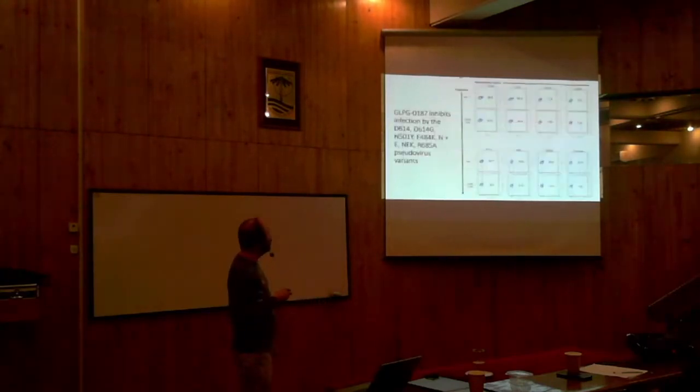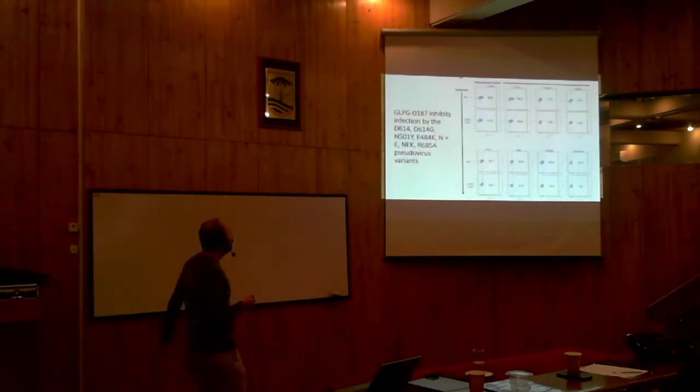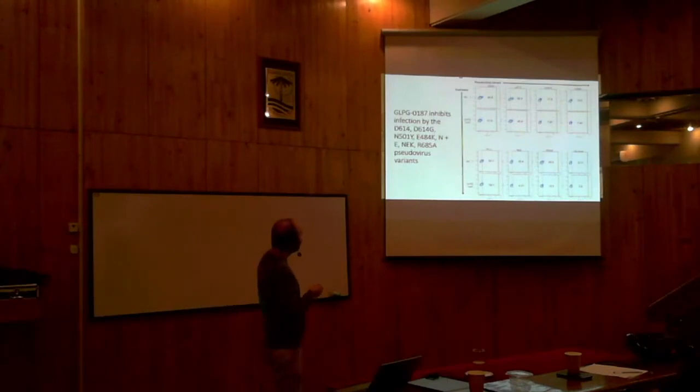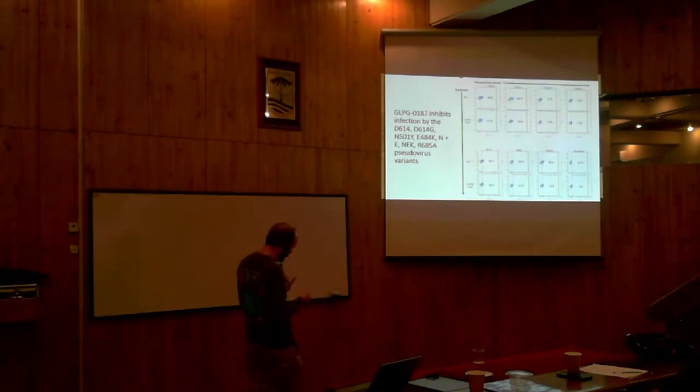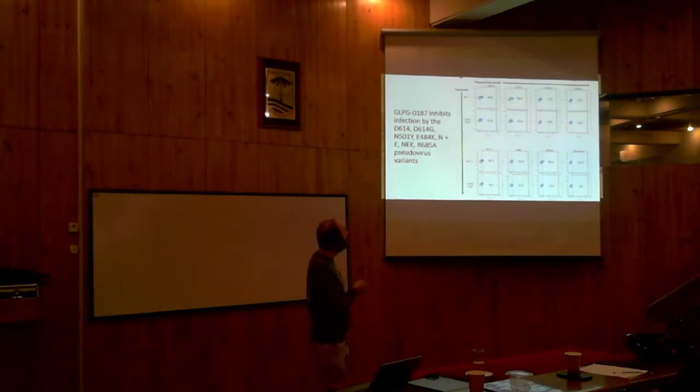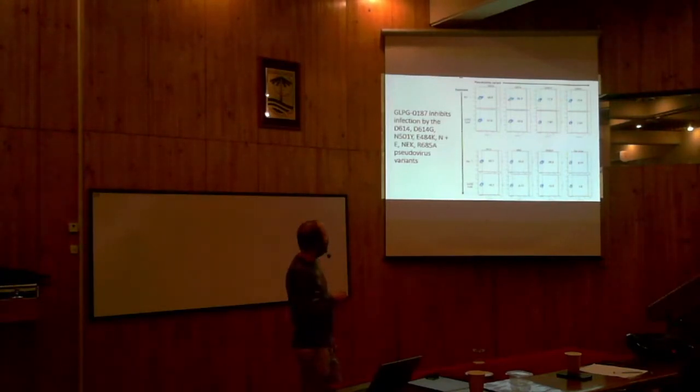So then we wanted to also look at the other spike proteins, the different variants. And we see the same. We use 1 micromolar of the inhibitor, and in all cases of the different variants of the spike protein, we see a reduction. Some are more potent to infect the cells, others are less effective in infecting the cells, but even with those, we see a suppression with the inhibitor.